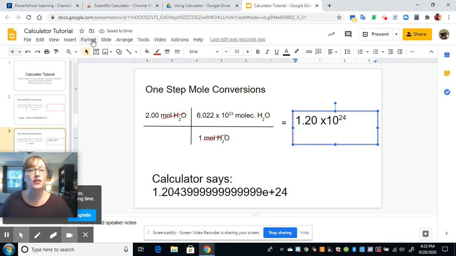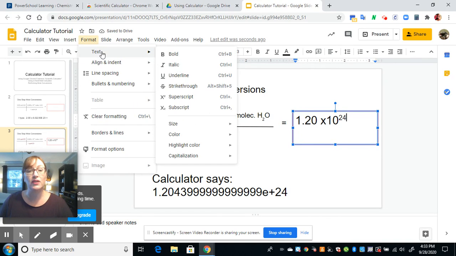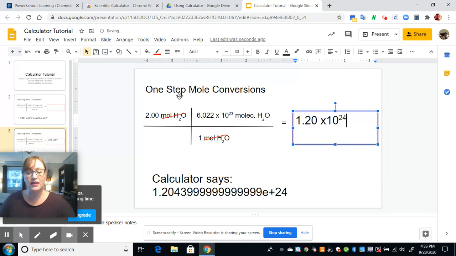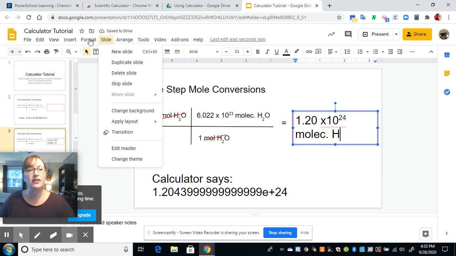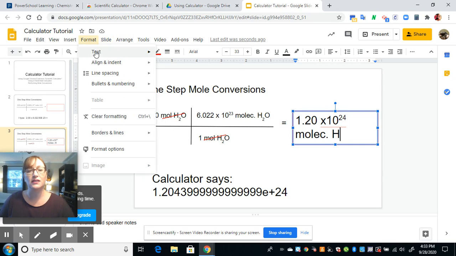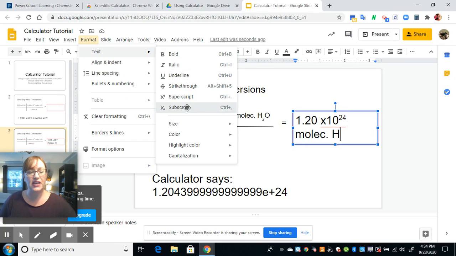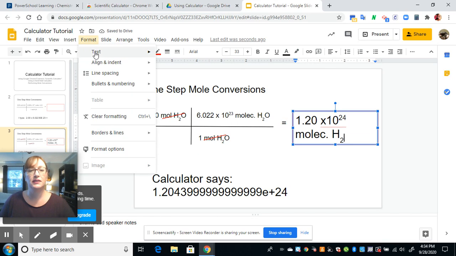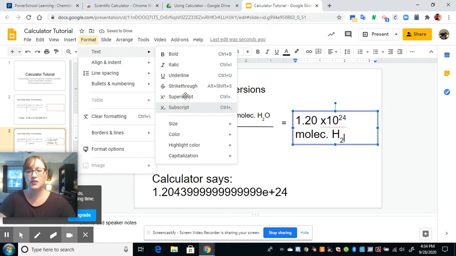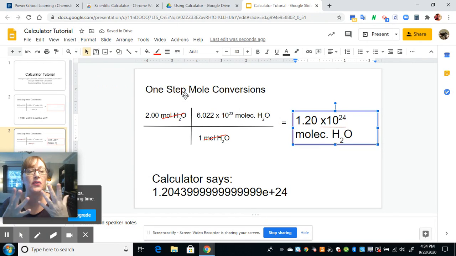Okay, and don't forget, you also always have to include the unit and the quantity. Okay, excuse me, I've got the quantity. I need to include the unit, which is molecules, and the substance, which is H2O. So you must always have those 3 things in every single box when you are typing in calculations. So there's my 2, and there's my O. Okay, and that's how you use the calculator.